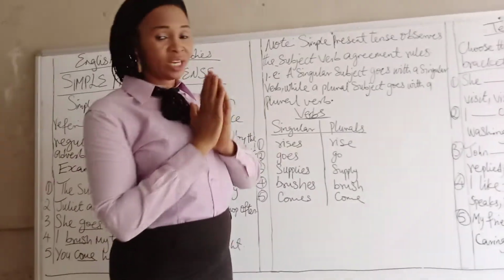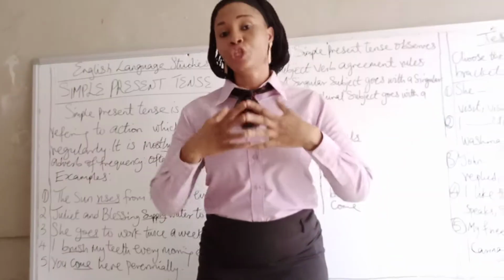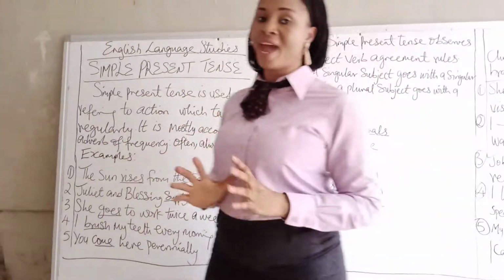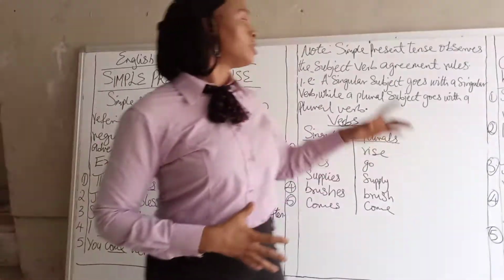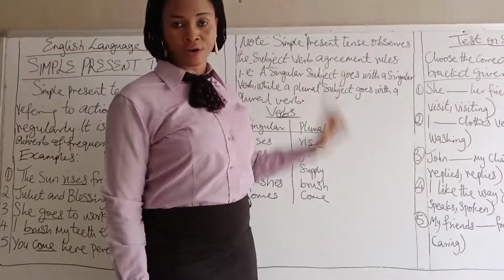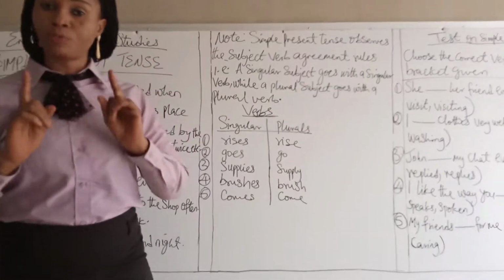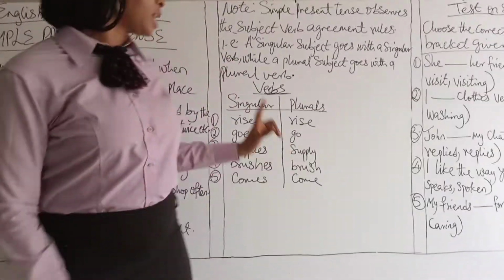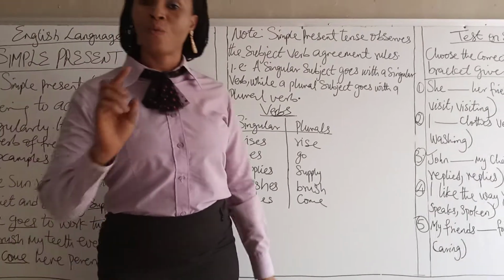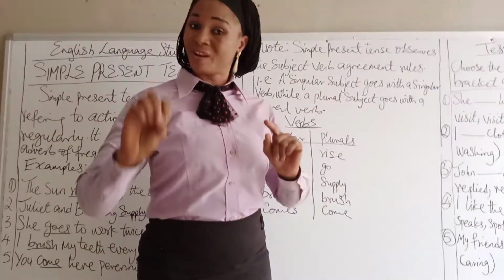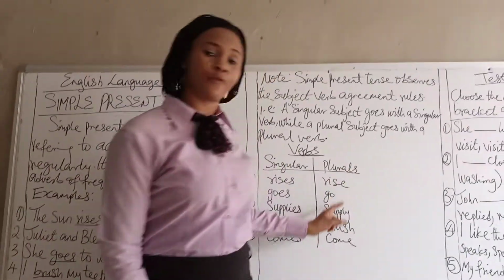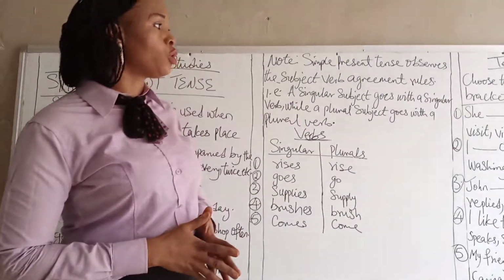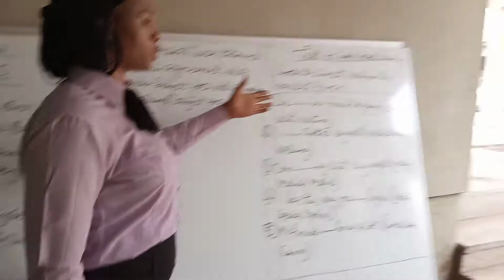So with this, I believe you've learned the usage of simple present tense, and then how to observe the subject-verb agreement. That whenever the subject, the performer of an action is one, then we'll use the singular form of the verb. And whenever there are more than one, whenever they are plural, we use the plural form of the verb. Alright, having said that, I'd like to show you the test that you have based on this.